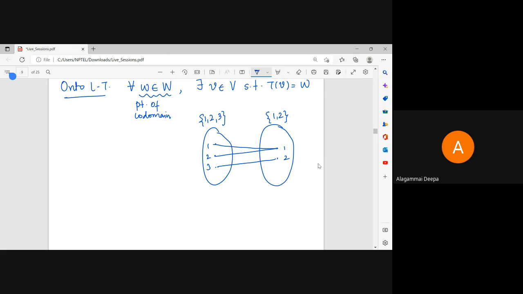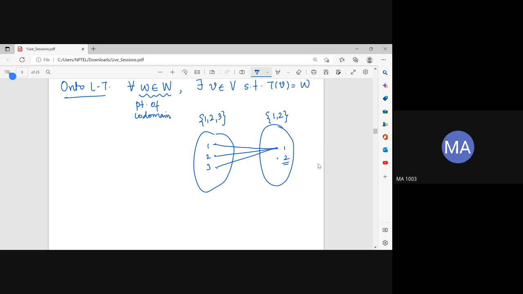Because every point in the codomain has a pre-image. You will look at every point in the codomain. Does it have a pre-image? Yes. Okay. Is this an onto map? No, because some point is left out. There is some point in the codomain which does not have a pre-image. Agree? Yes, ma'am. But in case 3 is left out, is that fine?